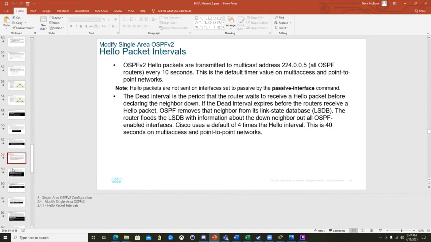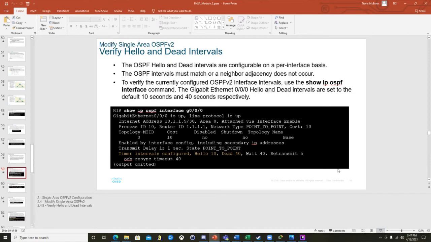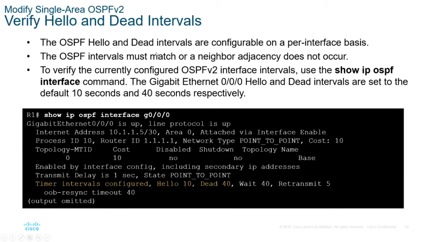Hello and dead intervals. With hello and dead intervals, the default timer for a hello is every 10 seconds, and the default dead timer is 40 seconds. So again, all that means is every 10 seconds, my router is going to send out a hello message, which is essentially a keepalive to make sure that both sides are there. And the dead timer basically says, if I don't receive a hello within 40 seconds, which is 4 times the hello interval, then I'm going to consider this line down and I'll cut the connection.